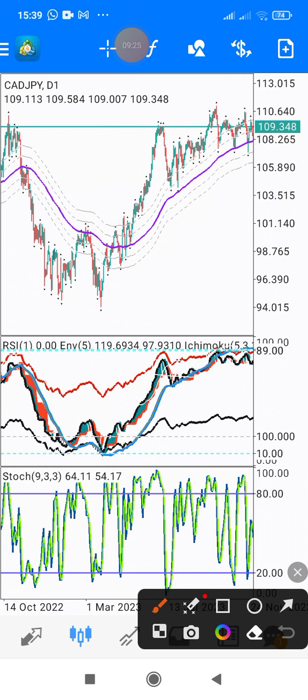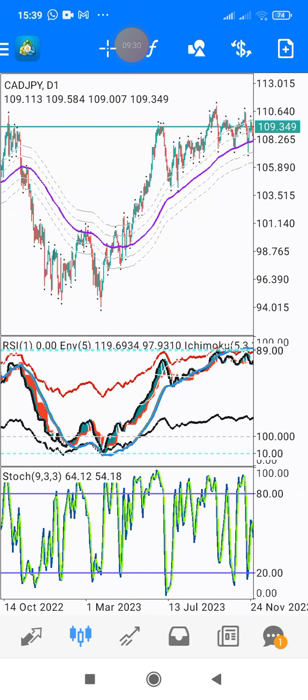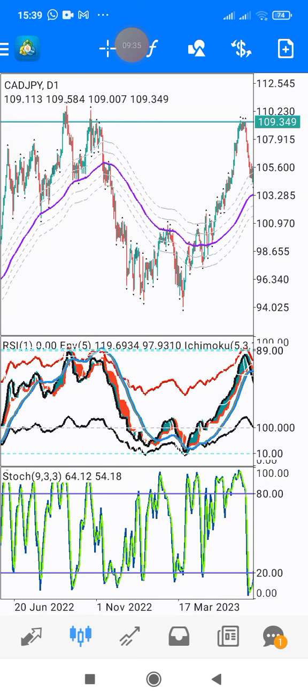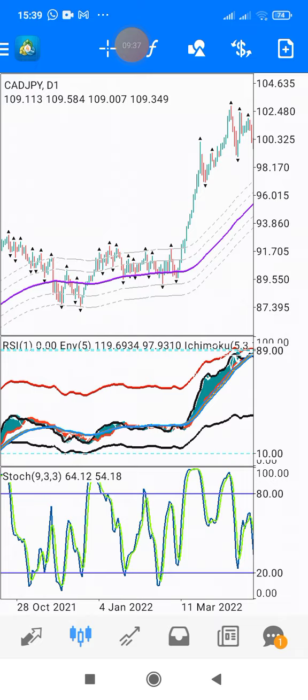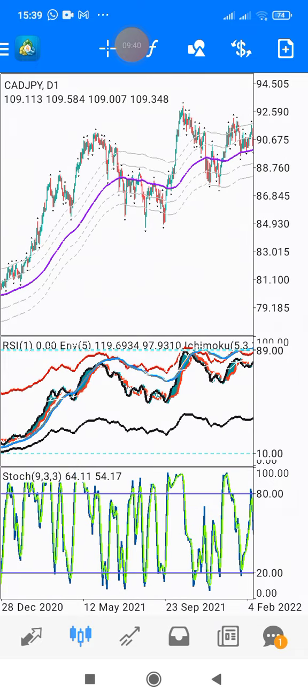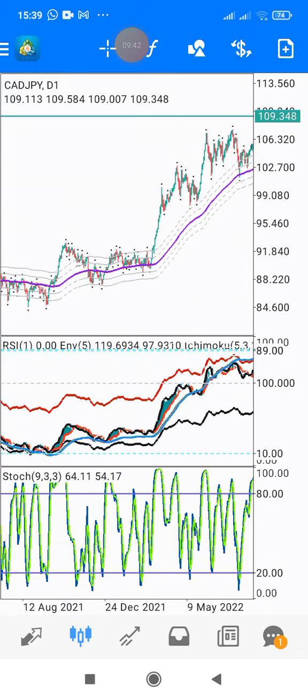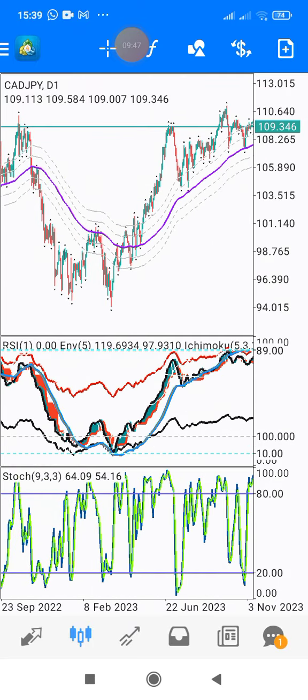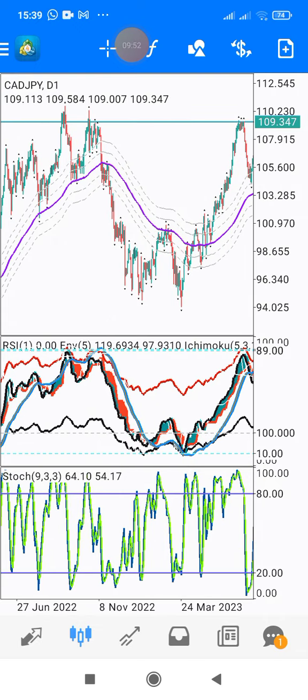So for you to do that, if at all you are unable to know how the market behaves, we'll come to our window one indicator chart.